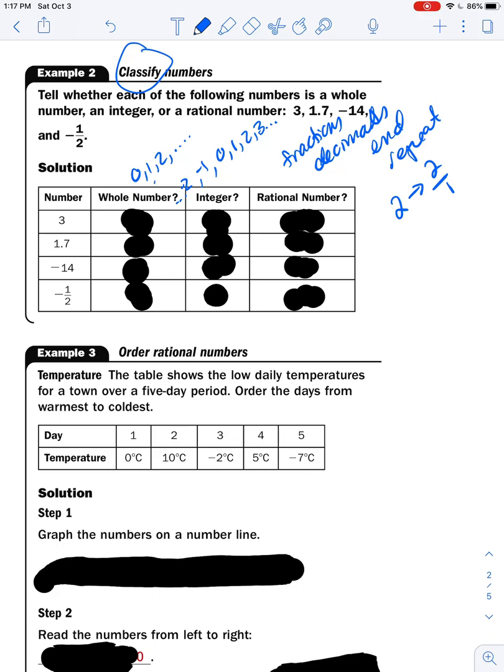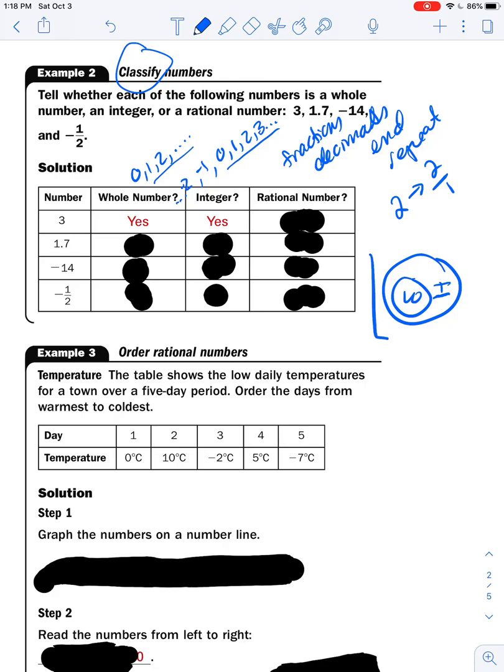So 3, does that fall into our category for whole numbers? Sure does. Is it also an integer? Well, if it's a whole number, it's going to also be an integer every time, because whole numbers as an entire set of numbers are included in the integers. So like if you have whole numbers as a set, they're going to be completely included in integers, because integers are a bigger set of numbers. They're the whole numbers, but also adding negatives.